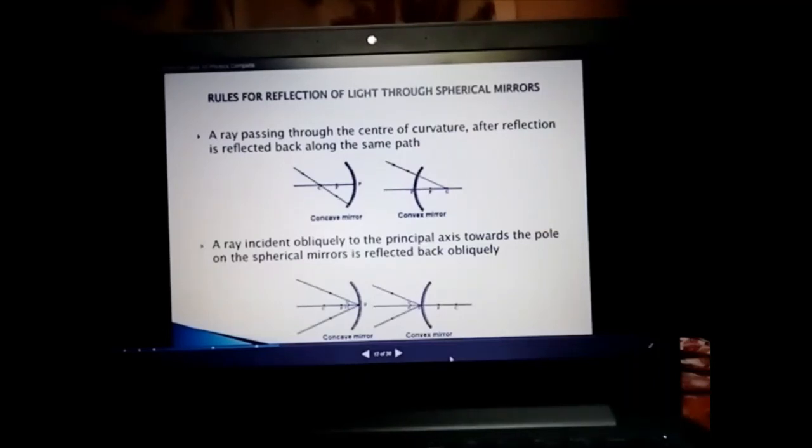And the last, the fourth rule, says that if a ray of light is incident at the pole of the mirror, then the reflected ray will make the same angle as the angle of incidence with the principal axis. So the incident ray as well as the reflected ray both make equal angles with the principal axis when it is passing through the pole.